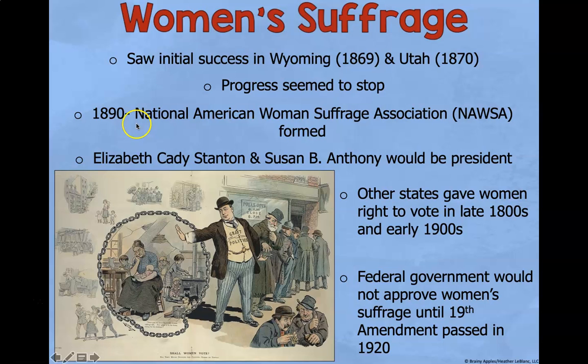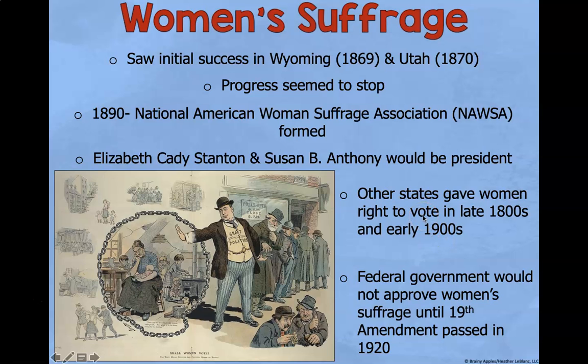In 1890, the National American Women's Suffrage Association, or NASA, was formed. And two famous women that we look at towards the women's suffrage movement were Elizabeth Cady Stanton and Susan B. Anthony. And you've probably seen her picture on one of those, I think it's one of the gold dollars, okay?